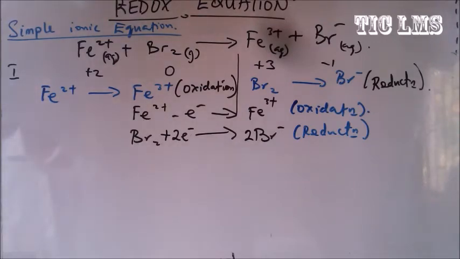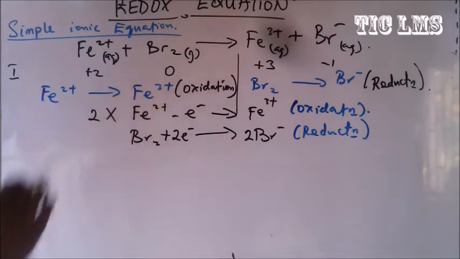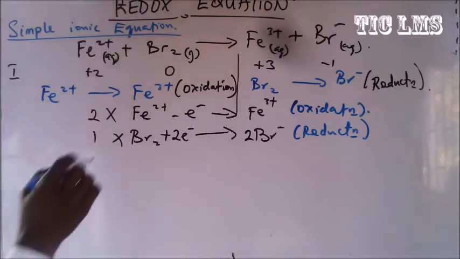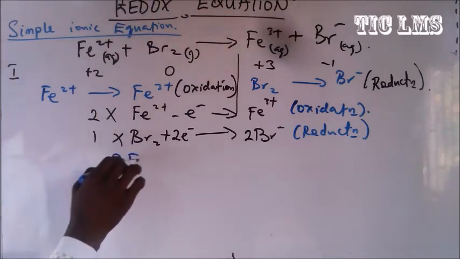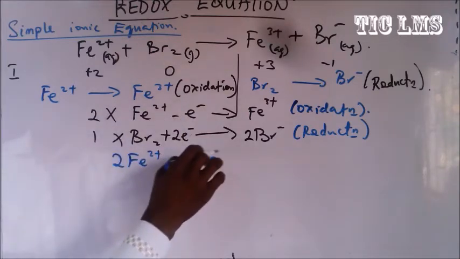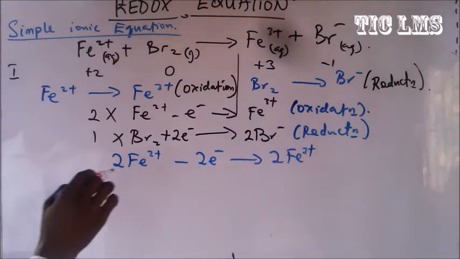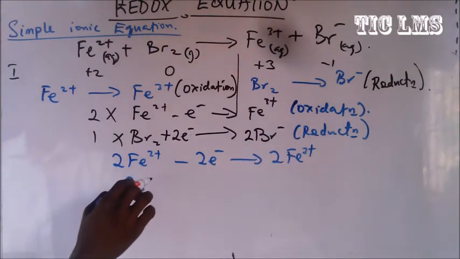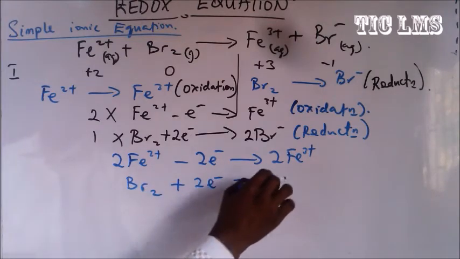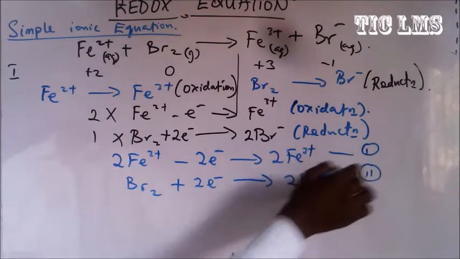So what we need to do is to multiply this first equation by 2 and multiply this by 1. It doesn't change. And so we'll have 2Fe2+ minus 2 electrons to produce 2Fe3+. And for equation 2, we have bromine plus 2 electrons to produce 2Br-. So this is the first equation, and here is the second equation.